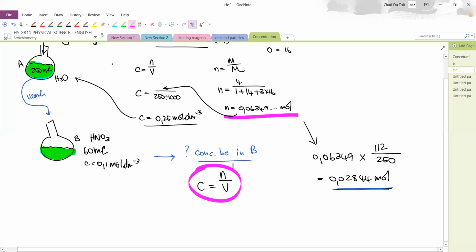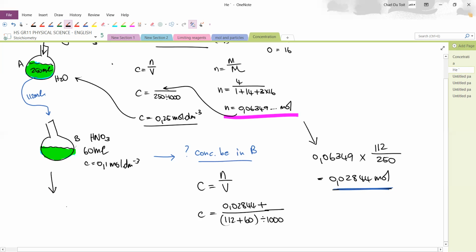I need to get those values right. Let's start with the concentration. I don't know how many moles I'm putting in, but I know the volume in B. The volume in B consists of the 112 milliliters I'm adding plus the 60 milliliters that's already in the flask, and then I divide by 1,000 to get liters or cubic decimeters. So I'm adding 0.02844 moles from A, plus the moles of nitric acid I already have in B.